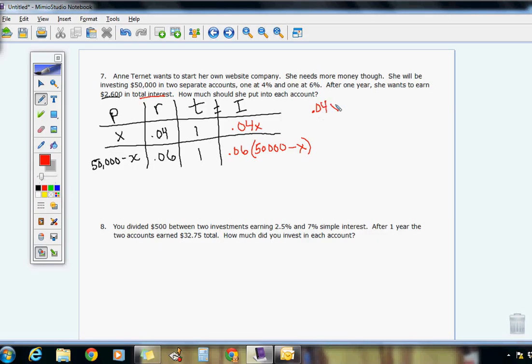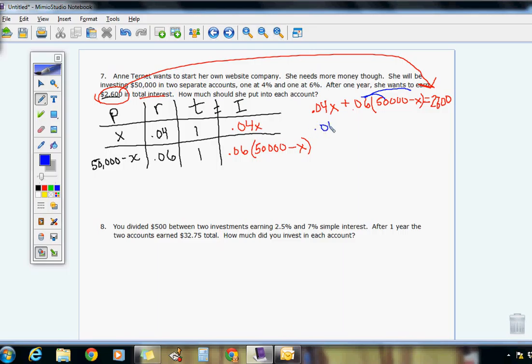So we have 0.04x plus 0.06 times 50,000 minus x, and that equals, I'm running out of room here, but that's where we're going to get that number for the problem, $2,600. Right up here, the $2,600 goes into the equation. That's where we get that. So now I have to distribute the 0.06 through, so just slow down as you do this.